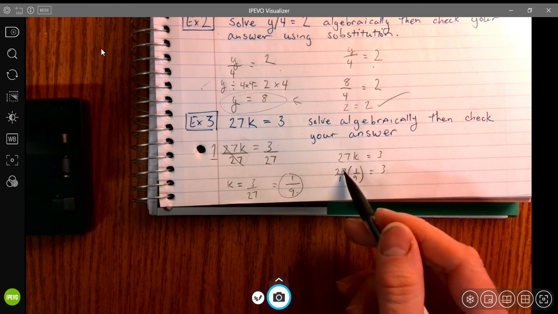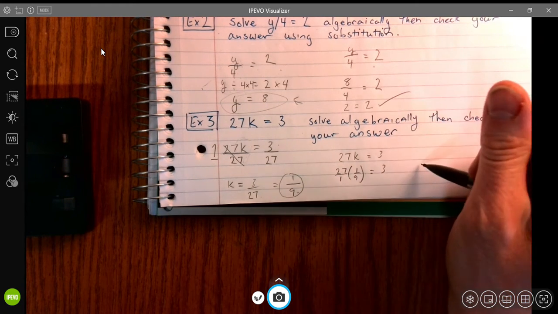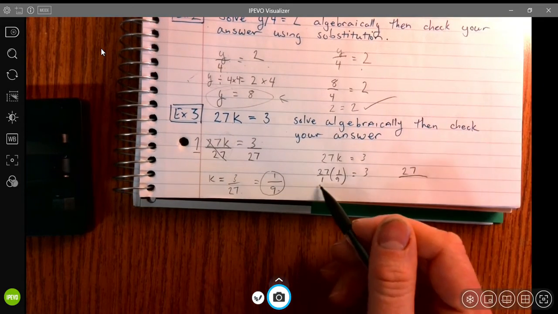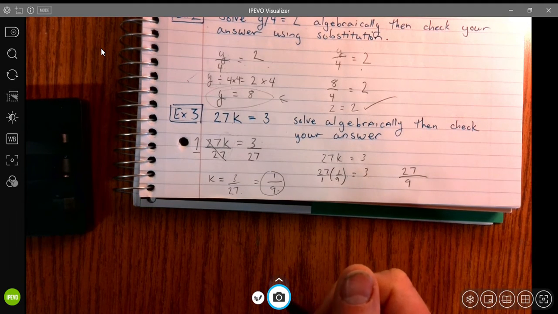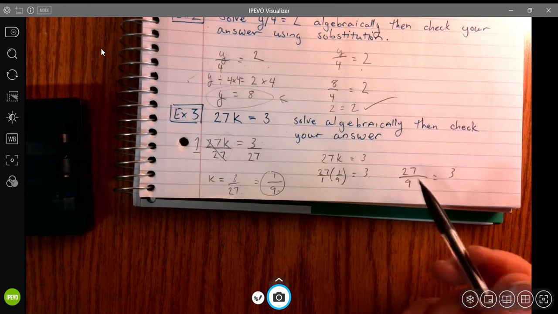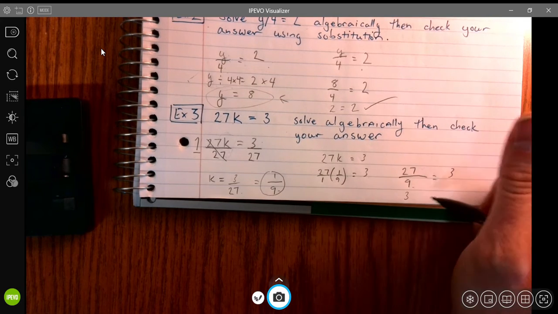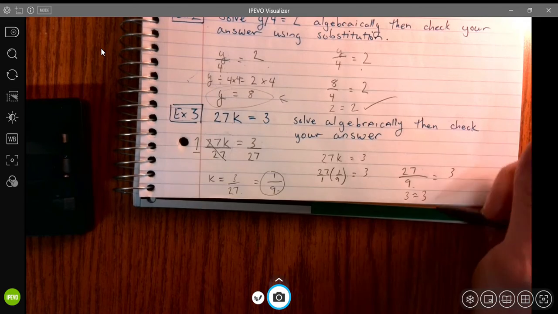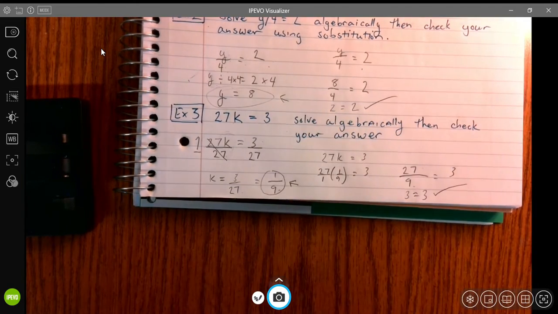If I'm multiplying fractions, I just multiply across. 27 times 1 is 27. Okay. 1 times 9 is 9. Okay. And is that equal to 3? Well, 27 divided by 9 is 3. And I carry down the other 3, and is 3 equal to 3? Yes, it is. So I know that 1/9 is my answer.